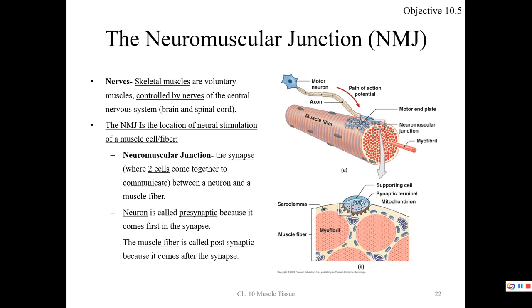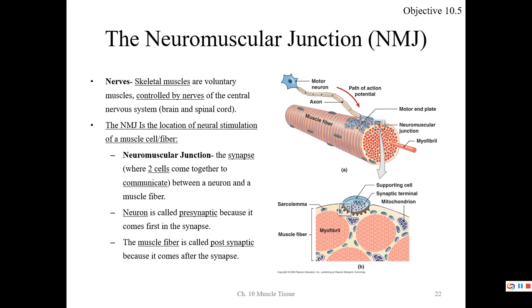Now I want to talk about a marriage and kind of use a marriage as an example. So our neuromuscular junction is a synapse. Now what is a synapse? Synapses are nothing more, guys, than when two cells come together to communicate with each other. Okay. Now this is going to be a neuron and a muscle fiber. Now the neuron comes first. The neuron is the one that is telling the muscle cell to contract. And so the neuron comes first. It's first in the sequence. So it is called presynaptic because it is first in the synapse. Muscle comes second. Because muscle comes second, it is second in the synapse, and it is called postsynaptic. Okay?